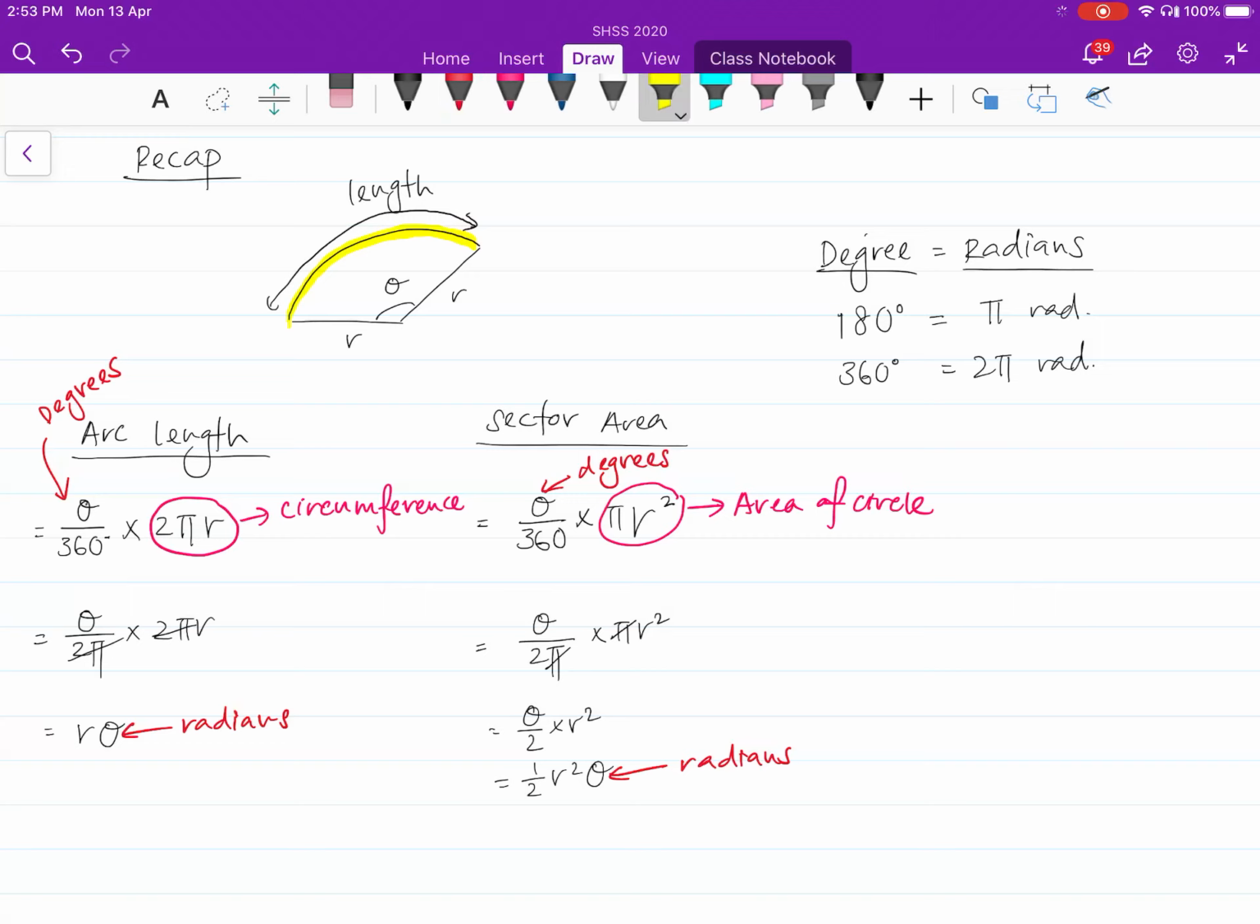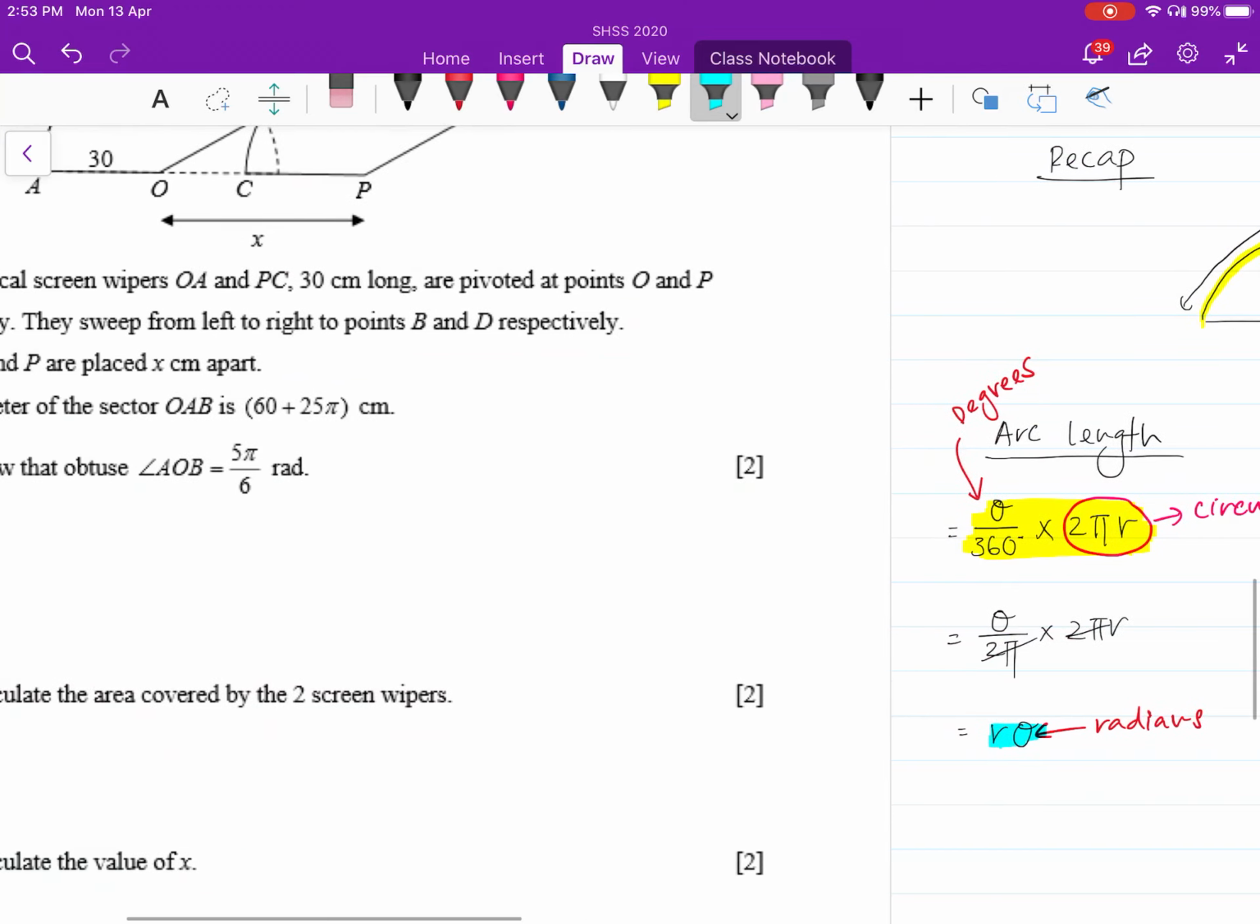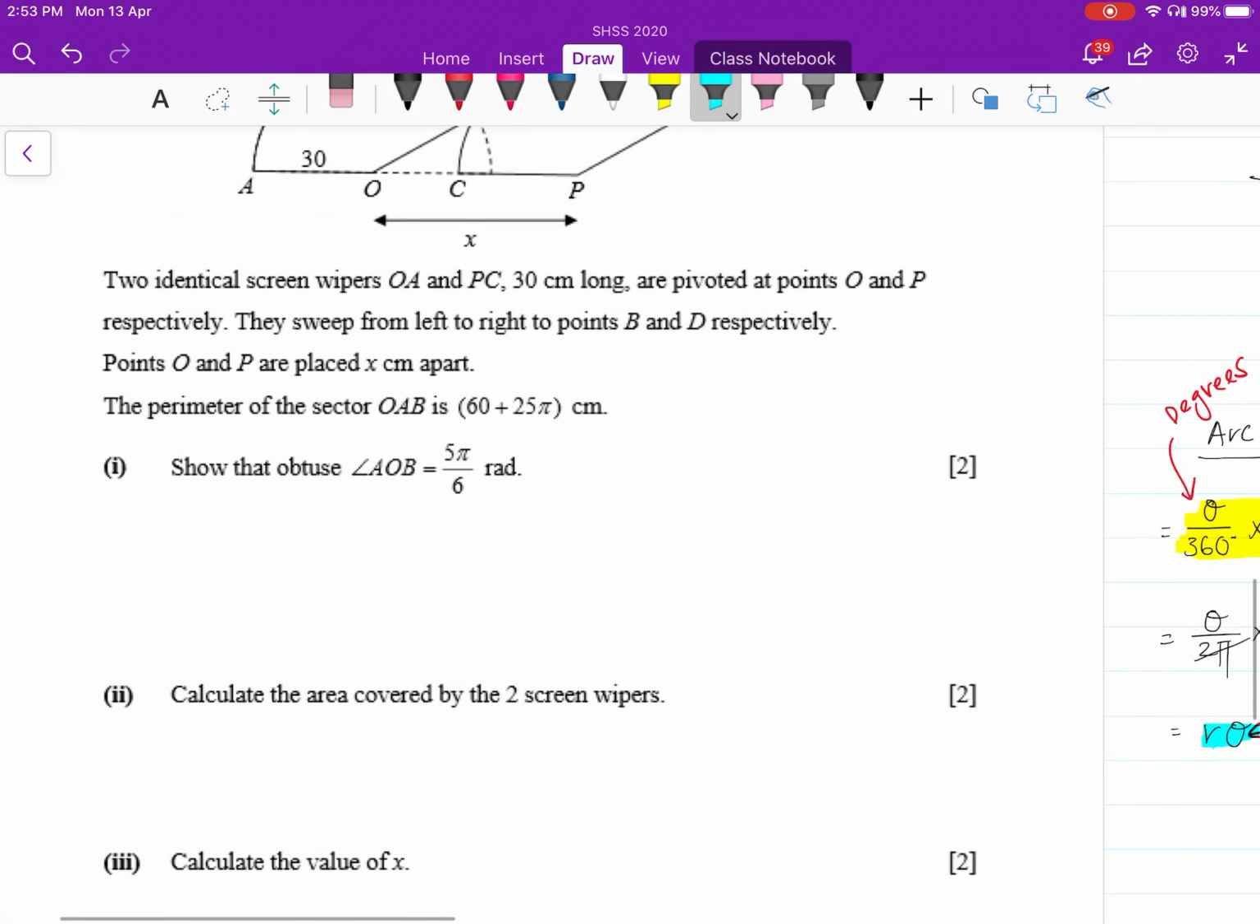What you need to remember: the yellow color formula is for when your angle is in degrees, and the blue color highlighted formula is for when your angle is in radians. Alright, now with this information, we can now do this question.